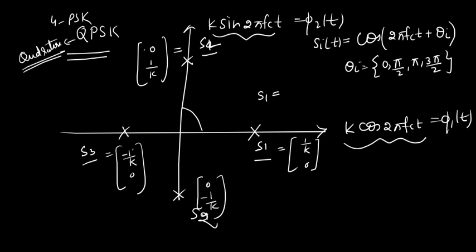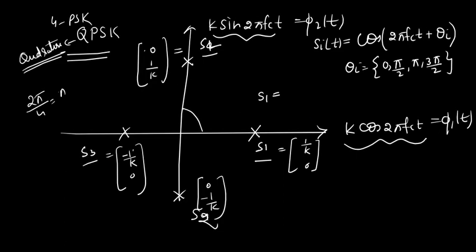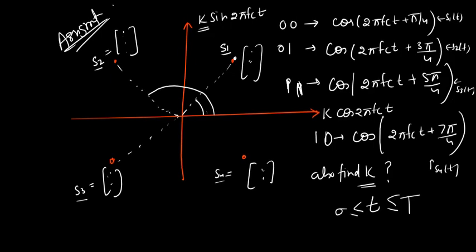Quadrature means all the phases differ by pi by 2. Quadrature means 2 pi by 4, that is pi by 2. The difference between phases is pi by 2. So, here also the phases are in pi by 2. So, this is in quadrature in phase, that is what is called QPSK. So, this is also a QPSK, but these points will have different values. But what happens, okay, we will not go into it again.